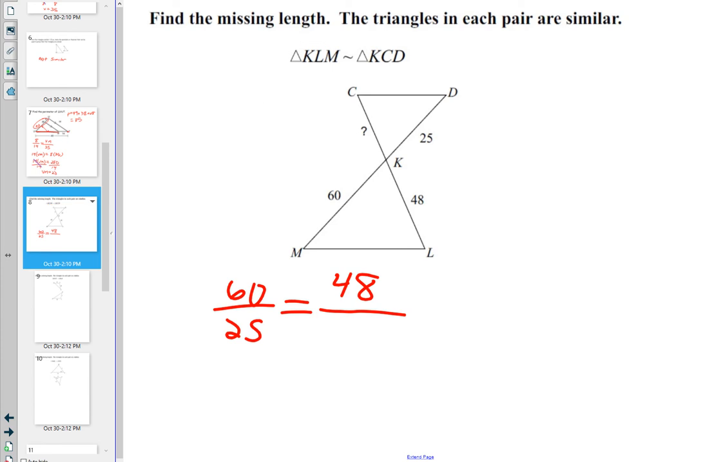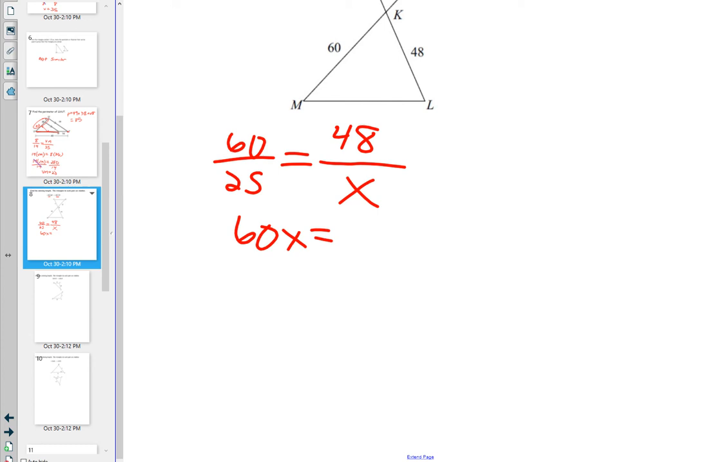We'll just use an X for that, just to make sure. 48 is KL, that's the first two. Question mark KC? Yes, it is. We'll just use an X for that. 60X is equal to 25 times 48. 400.